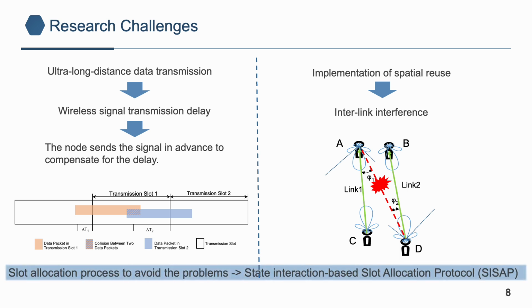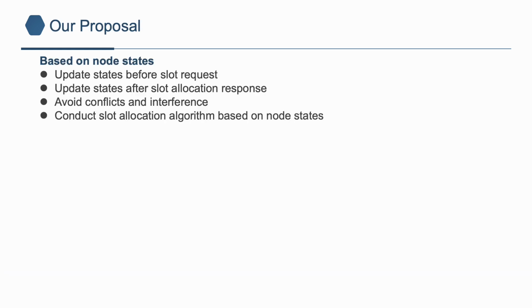To address these challenges, we proposed a state interaction-based allocation protocol. This protocol utilizes the interaction of node status to avoid those issues. Based on the node status, we update it before and after slot allocation.